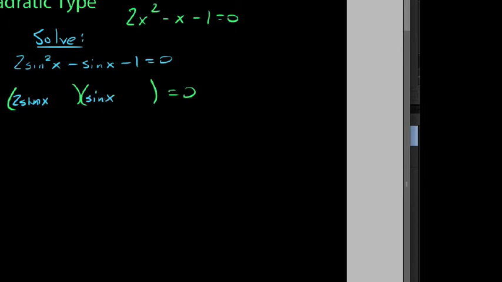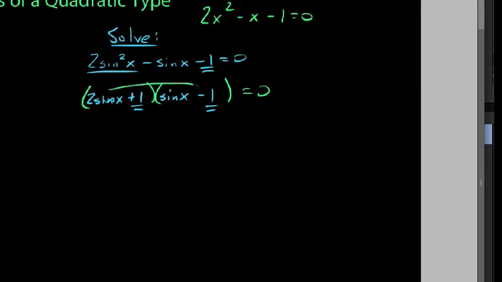This is just a case. Those would produce our 2 sine squared x up front, and then we need to produce a negative 1 in back. So maybe we go plus 1, minus 1. And so those definitely produce this negative 1 back here. So if we check our outer and our inner here, we say 2 sine of x times negative 1 is negative 2 sine of x. And if we check our inner here, we say 1 times sine of x is sine of x. And if we add these together, we get a grand total of negative sine of x, which is the middle term. Yay!